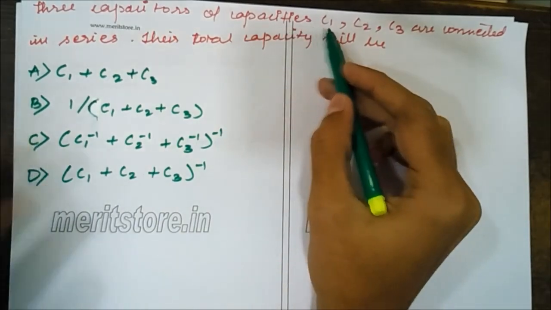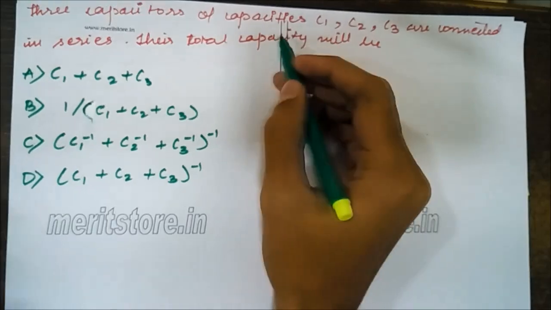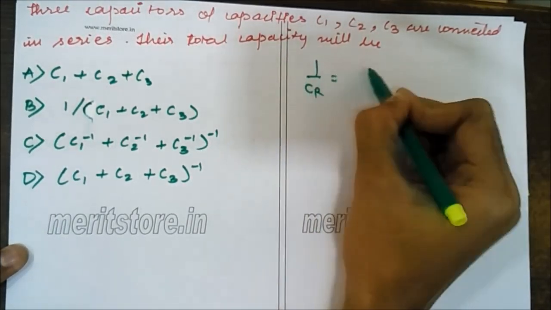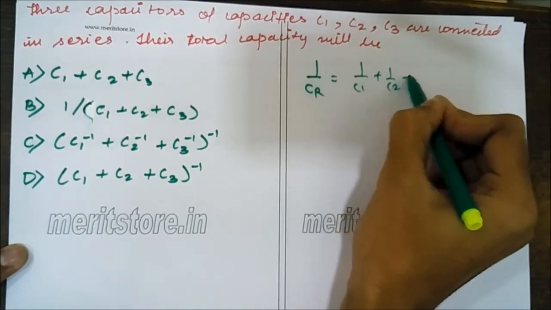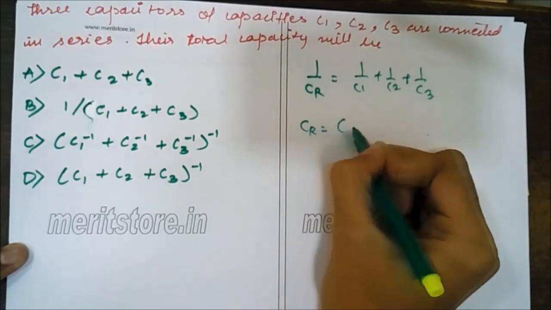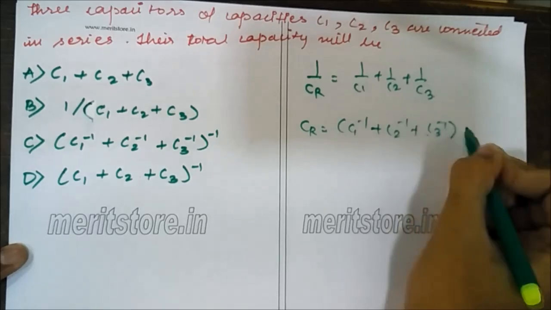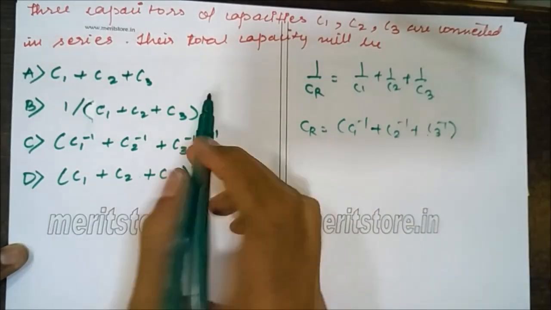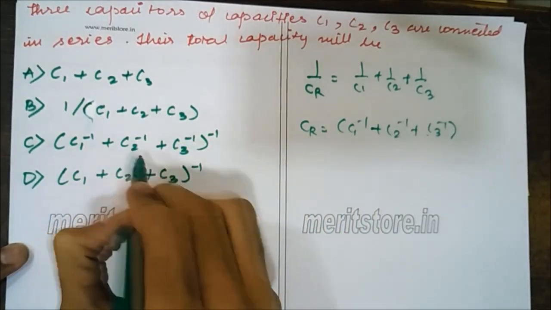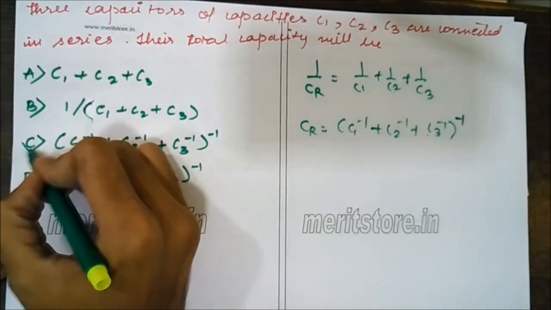Three capacitors of capacitances C1, C2 and C3 are connected in series. The total capacitance will be? Whenever three capacitors are connected in series, the total capacitance is given by 1 upon C1 plus 1 upon C2 plus 1 upon C3. So that will be, C total will be nothing but C1 inverse plus C2 inverse plus C3 inverse, the whole inverse. So that will be option C.